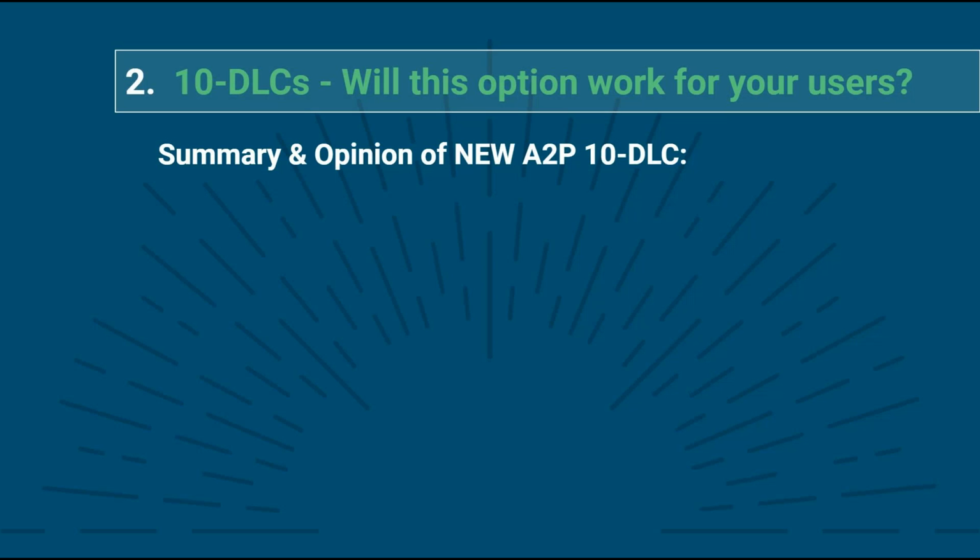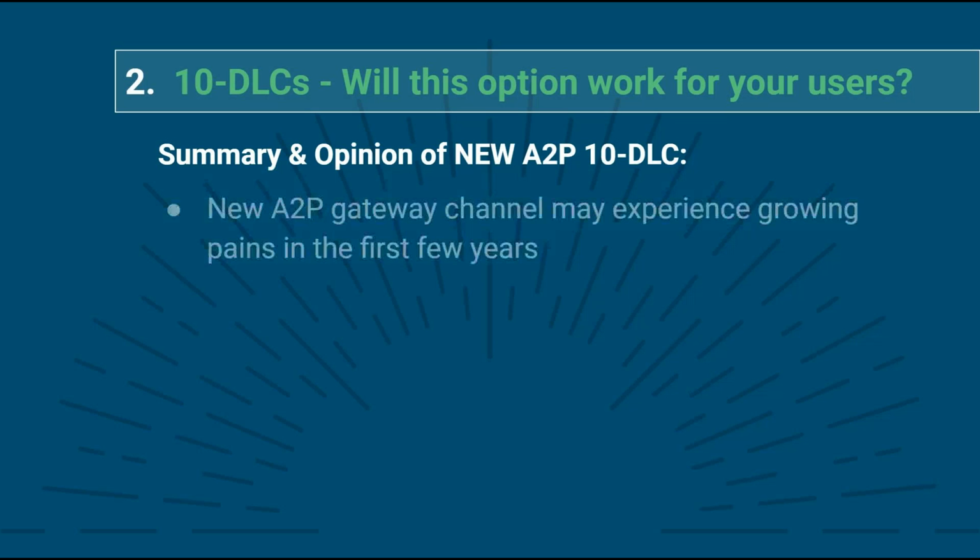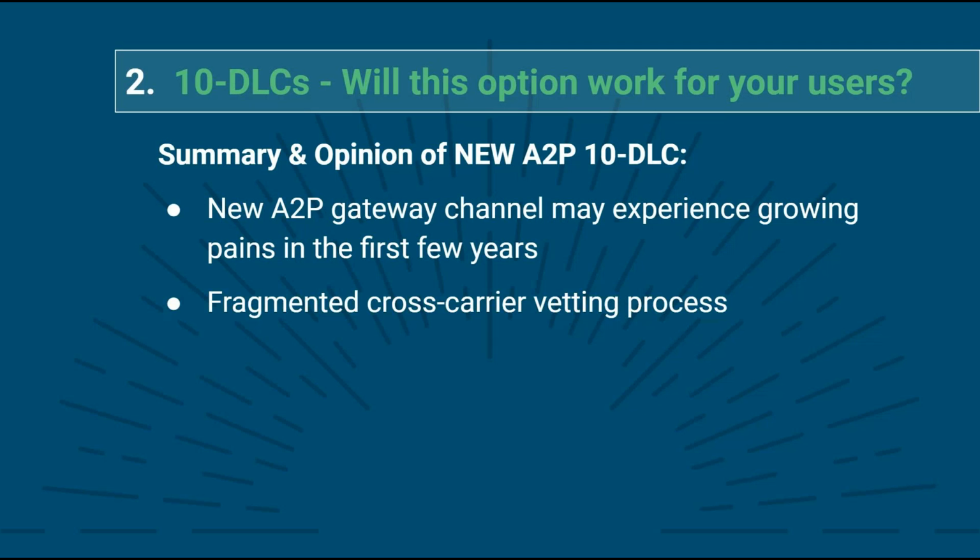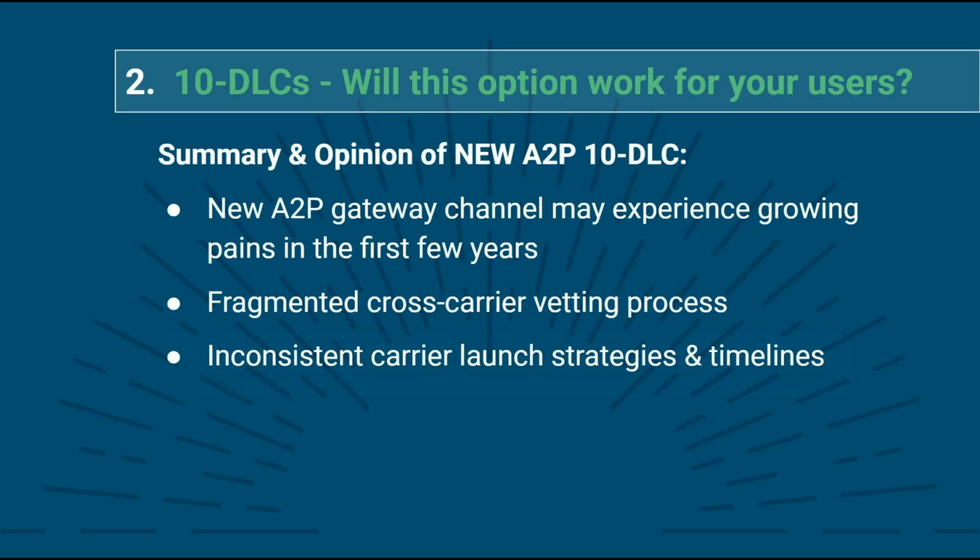So our summary and opinion of the new A2P 10DLC is essentially, number one, that this new gateway channel is going to be experiencing growing pains in the first few years. We know that it's an entirely new and different messaging gateway that the carriers are establishing, and as such, it's going to go through some of these hurdles and growing pains as more and more traffic comes online. Also, we have this very fragmented cross-carrier vetting process, which differs by carrier, and there's been this really inconsistent carrier launch strategy and timeline.